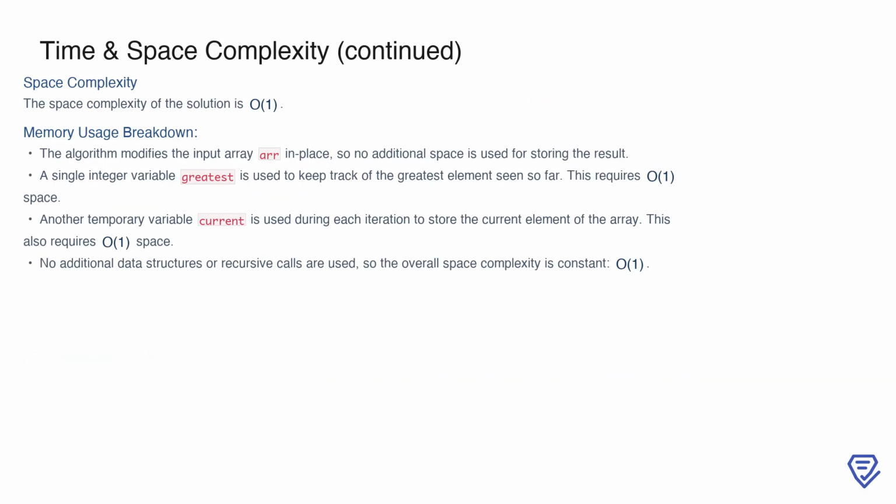The space complexity of the solution is O(1), meaning it uses a constant amount of additional memory regardless of the input size. This is achieved by modifying the input array directly, so no extra space is required for storing the result. The only additional memory used is for two integer variables, one called greatest, which keeps track of the maximum value encountered so far, and another temporary variable called current, which holds the current element during each iteration. Both of these variables require O(1) space individually, and no other data structures or recursive calls are involved in the algorithm. As a result, the total additional space usage remains constant, leading to an overall space complexity of O(1).